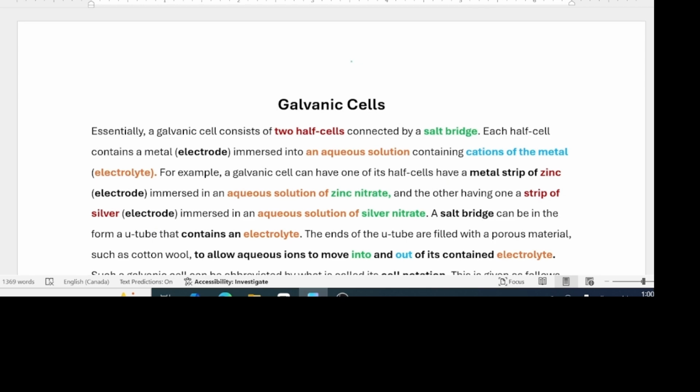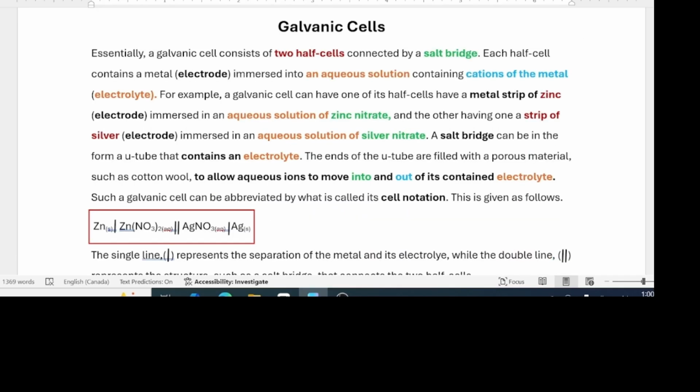Galvanic cells. Essentially, a galvanic cell consists of two half cells connected by a salt bridge. Each half cell contains a metal, an electrode, immersed into an aqueous solution containing the cation of the metal that is called an electrolyte. For example, a galvanic cell can have one of its half cells have a metal strip of zinc, the electrode, immersed into an aqueous solution of zinc nitrate, and the other having a strip of silver, the electrode, immersed in an aqueous solution of silver nitrate.